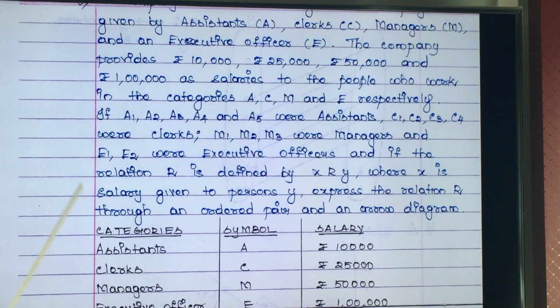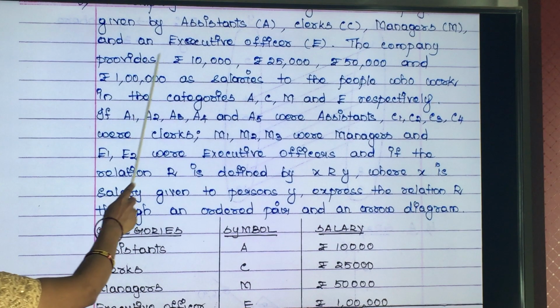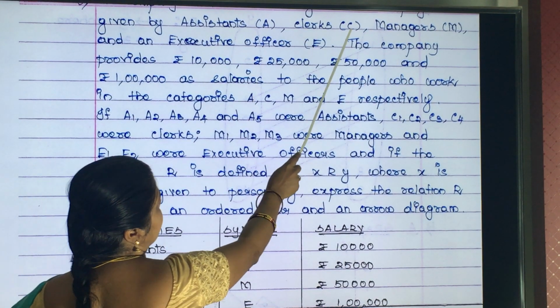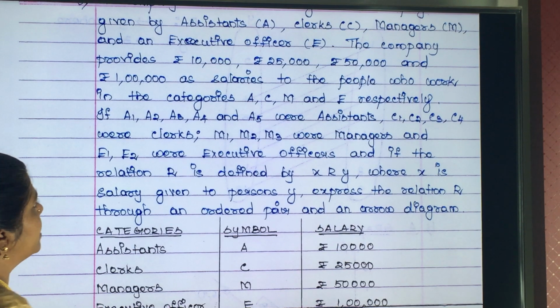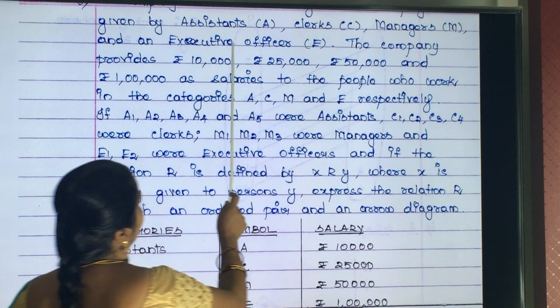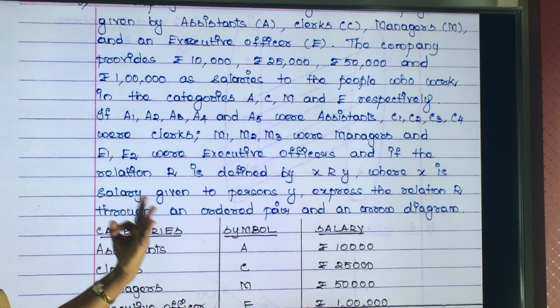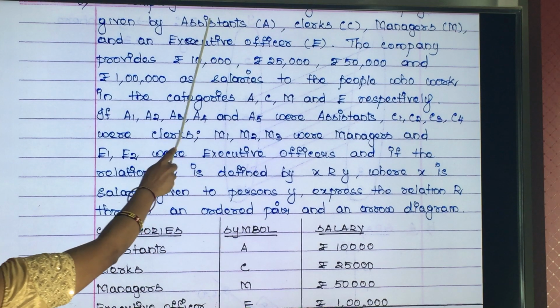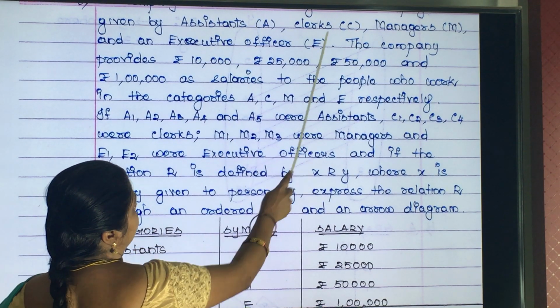Children, this is a kind of word problem where the question is a bit big to understand. Okay. Here the relation is given. Assistants are denoted by A, clerks are denoted by C, managers M, and an executive officer E. There is a company which has 4 categories of employees: assistants, clerks, managers and executive officers. Each category is given a symbol A, C, M, E.